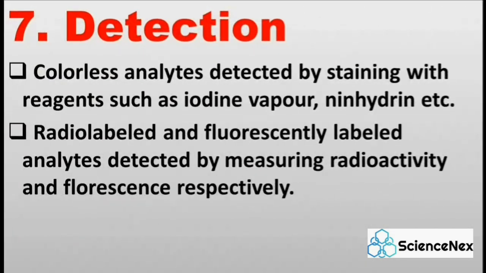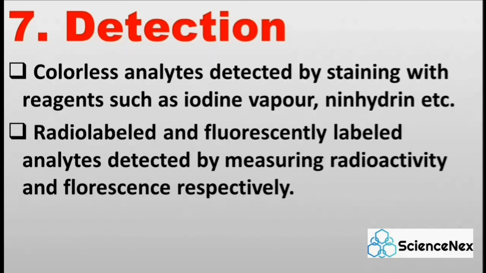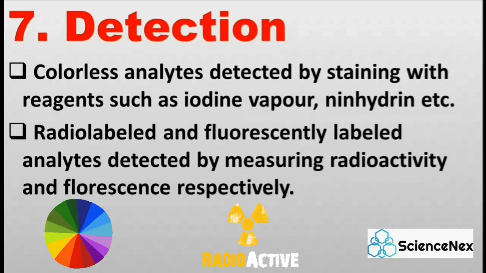Number 7. Detection. Colorless analytes are detected by staining with reagents such as iodine vapor, ninhydrin, etc. Radio-labeled and fluorescently labeled analytes are detected by measuring radioactivity and fluorescence respectively.